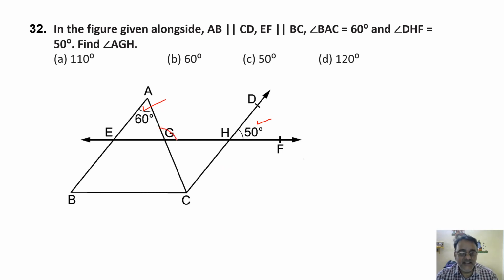Now this is also a very easy question. See, this angle is 60 degree. How? Alternate interior angles. And this angle is 50 degree. Why? Vertically opposite angle. Right. Now this is an exterior angle for this triangle, and we know that the exterior angle is equal to the sum of its interior opposite angles. So ये दोनों का sum कितना है?